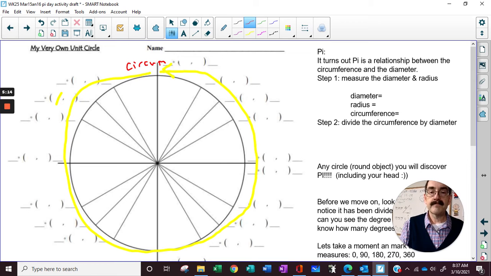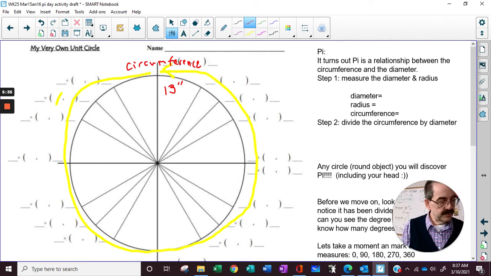Circumference. Now, it might be hard in the classroom because we don't have any string and all the different stuff to measure the distance around the circle, okay? The distance around the circle that you have in front of you is 13 inches. That was the goal, okay?